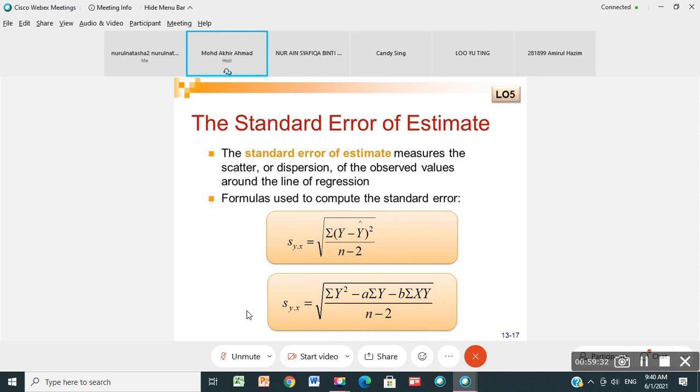Okay, the next slide. We want to calculate the standard error of estimate. How to calculate? So they have given to us two formulas. Whether we can use formula number 1 or formula number 2. Up to us how we want to use it. Because standard error of estimate measures the scatter or dispersion of observed values around the line of regression. So they want to measure the scatter using the formula.